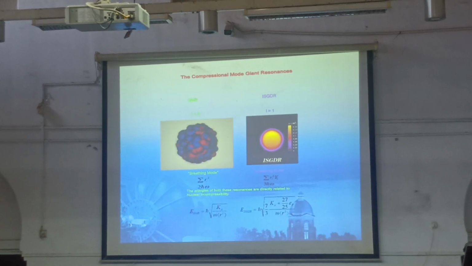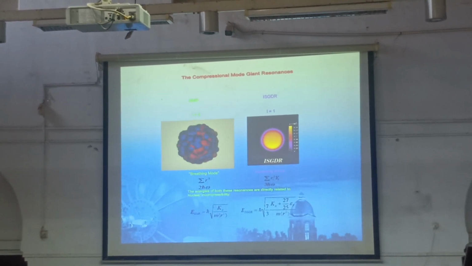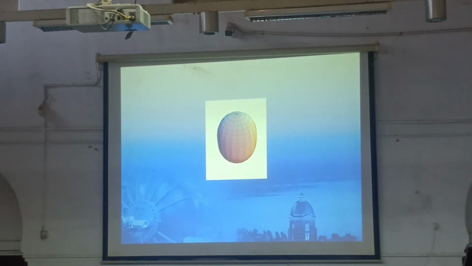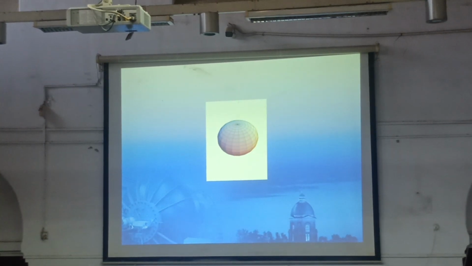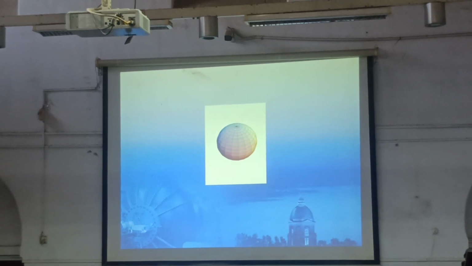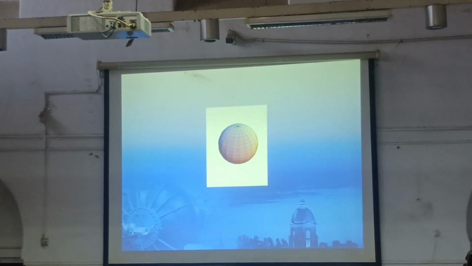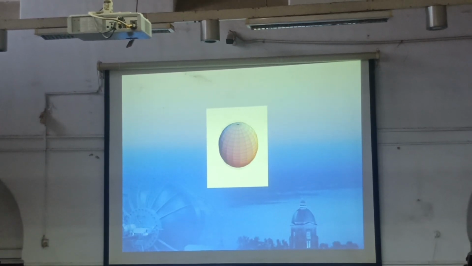So what are these giant resonances? These giant resonances are basically collective oscillations of the nucleus. So this is my nucleus. It can vibrate. This is of course a deformed nucleus, so you see that it vibrates.